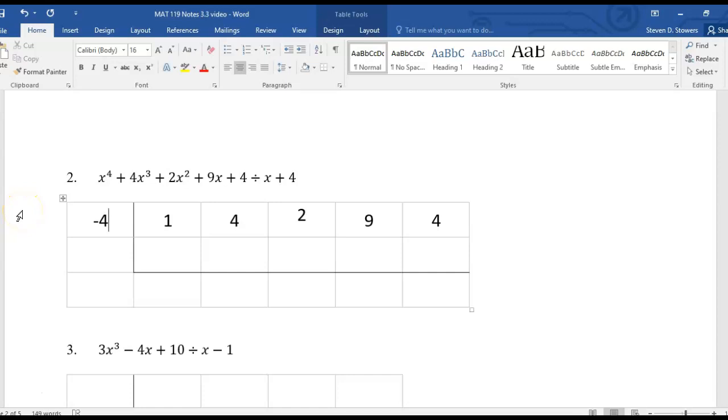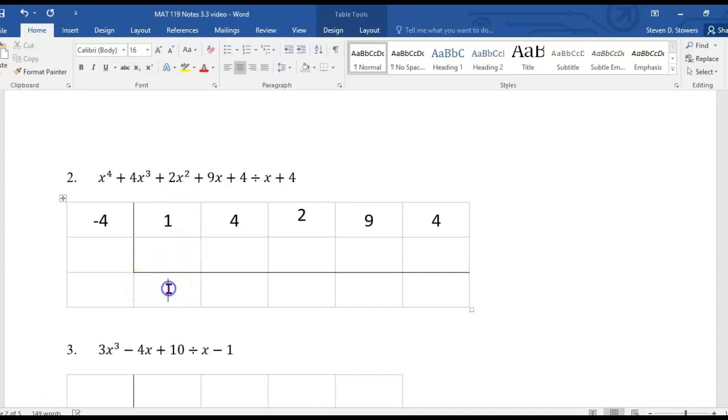So keep that in mind. When you're dividing by x plus a number, you put a negative number out in front. When you're dividing by x minus a number, you put a positive number out in front. Now we've got it set up, we're ready to start adding and multiplying.